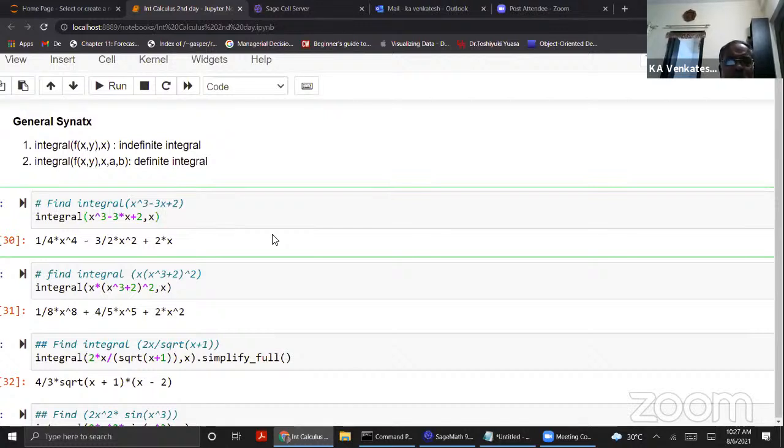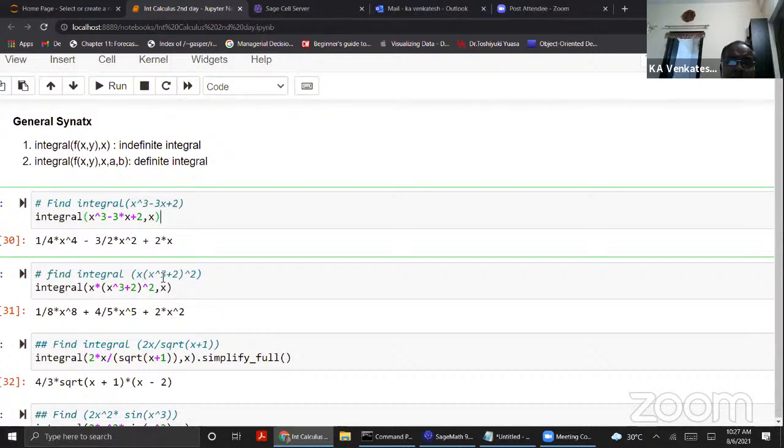Now look at this one, integral of x times x cube plus 2 whole square. We are not worried about this. Suppose you want to simplify, then integrate it. You can write f of x dot simplify underscore full with open and close brackets. You can do that also. Now this answer is 1 by 8 x power 8 plus x power 5 times 4 by 5 plus 2x square. So this integration is very easy.